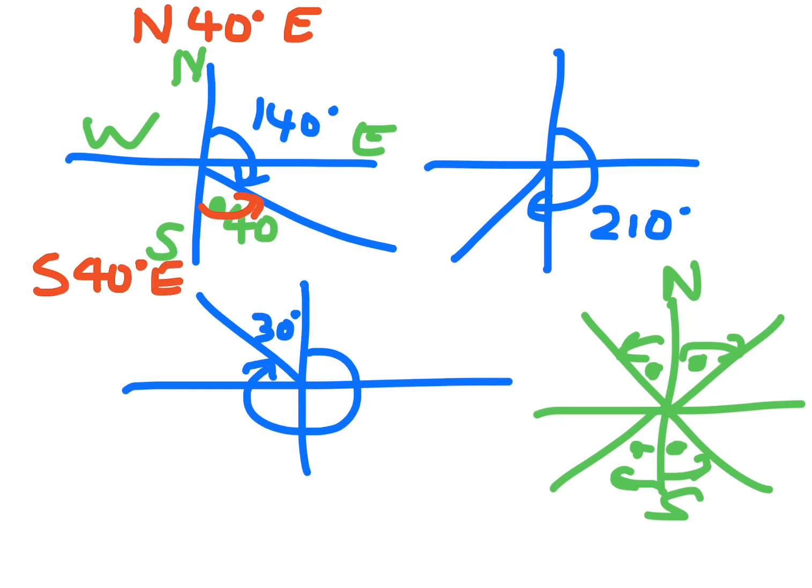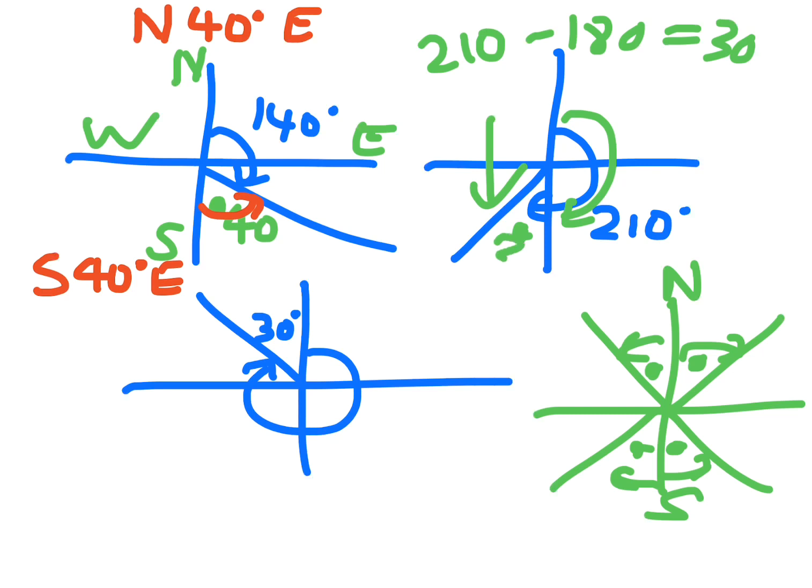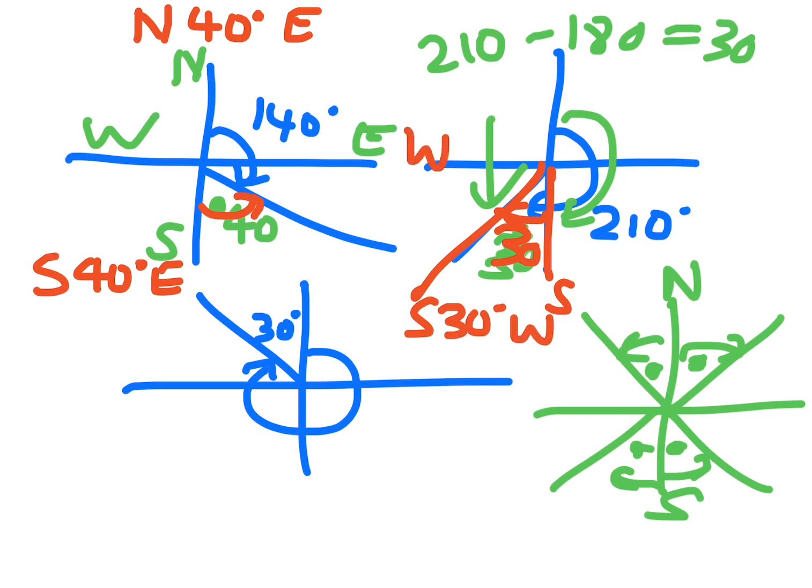Okay, looking at this next one, we need to get this angle in here. So it's 180 round to there. If you did 210 minus 180, that is 30. That means it's going to be 30 in there. So if you go from the south, it's going to be south 30 degrees west. Okay, this next one, northwest. You're going that way. So that's going to be north 30 degrees west.